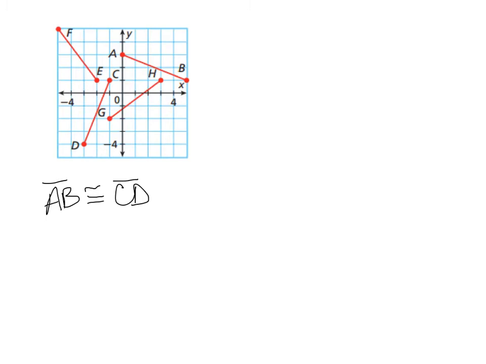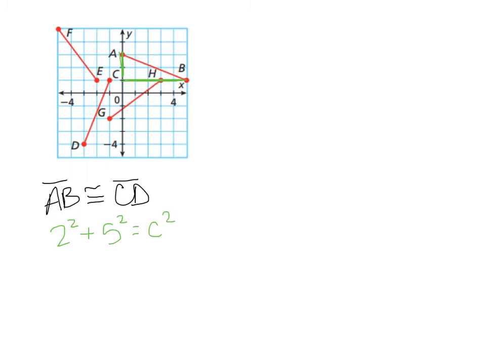Now, if we were looking at our segment AB, we see we could make ourselves a little right triangle here if we wanted to. And we could use our Pythagorean theorem to do that. We would end up with 2 squared plus 5 squared equals c squared.